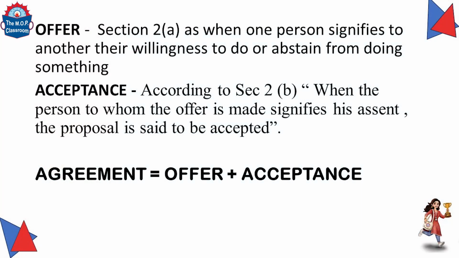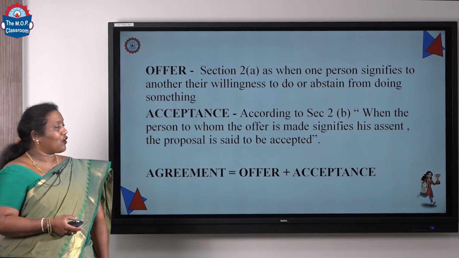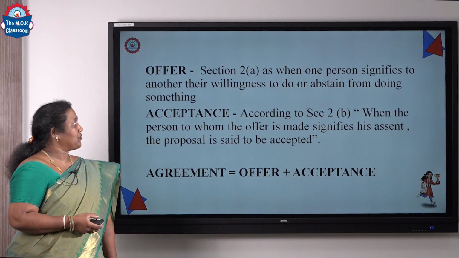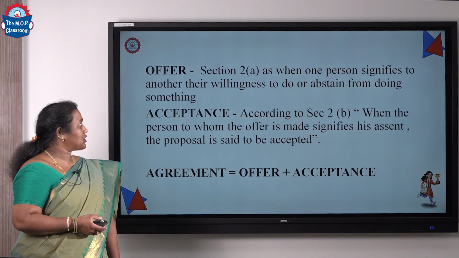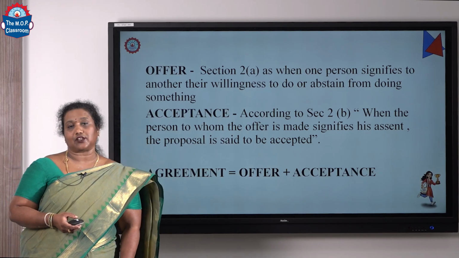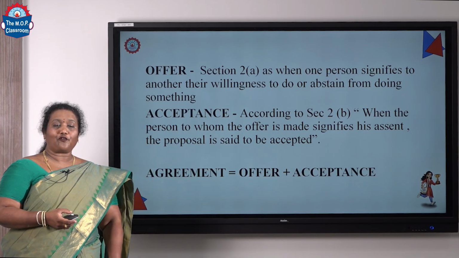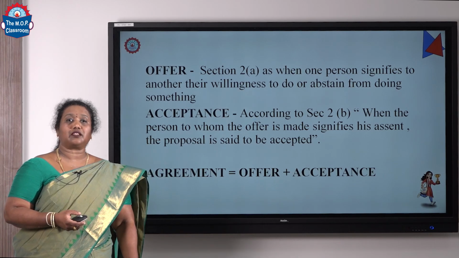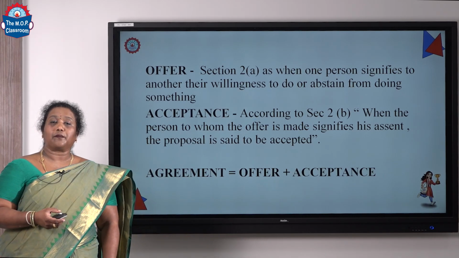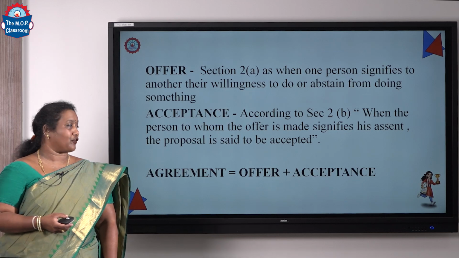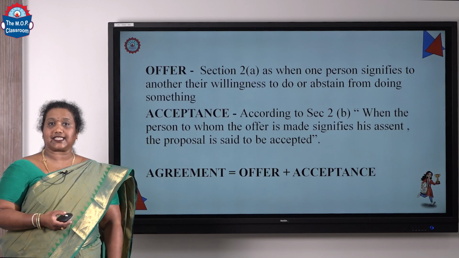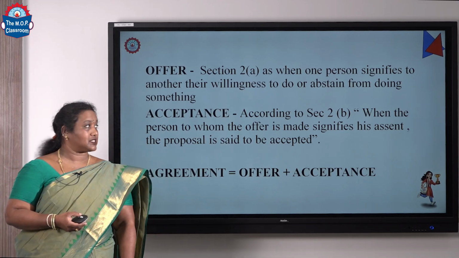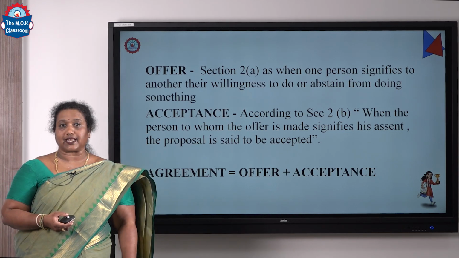Now let's start off with the first essential element of a contract, offer. What is an offer under section 2(a)? When one person signifies to another their willingness to do or abstain from doing something, it is called an offer. When an offer is made by one person, the person making the offer is called the offerer and the person to whom the offer is made is called the offeree. When the other person gives his assent, that is called the acceptance.